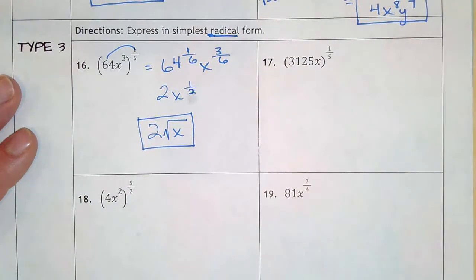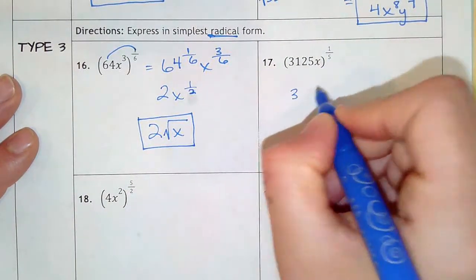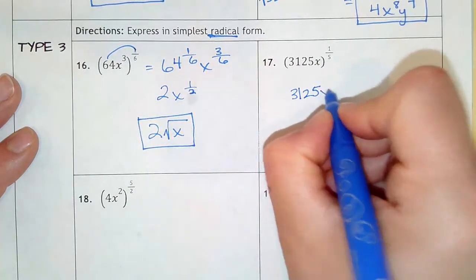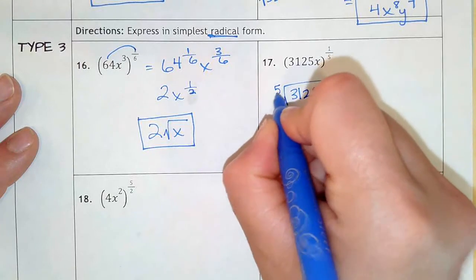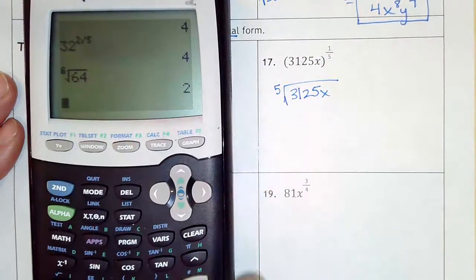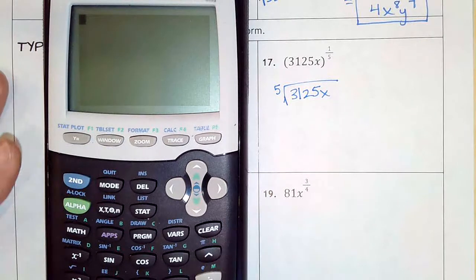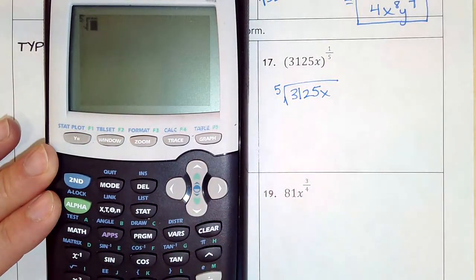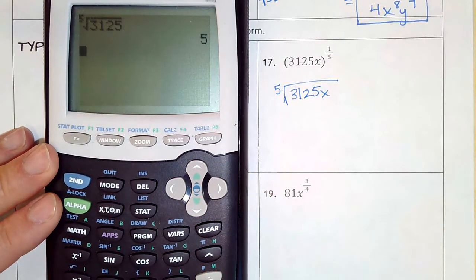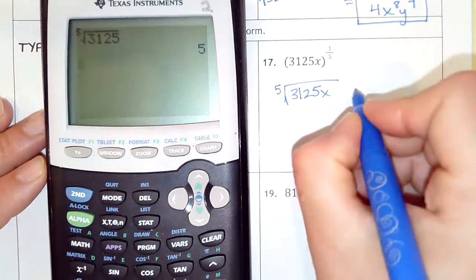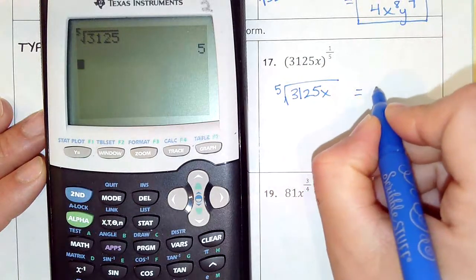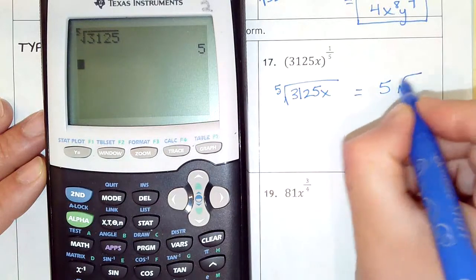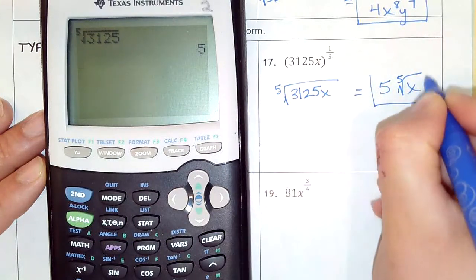All right, number 17. This whole thing is under a 5th root. Let's see if 3,125 is a perfect 5th root. Yep. That is 5. But I still have a 5th root of x that I can't simplify.